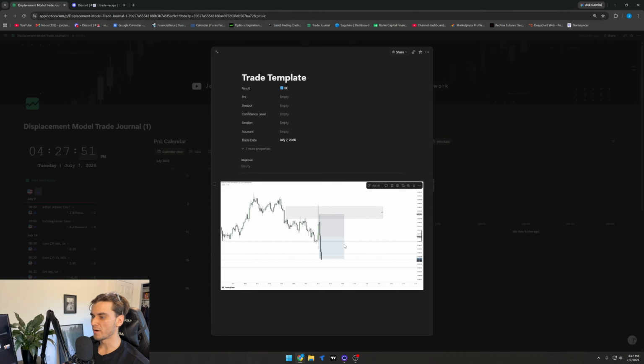What was your draw on liquidity? And then like a fair value gap that it was reacting out of. This is all that I have in my screenshots. Now I'm going to write down the P&L. So today was like 339 or something like that.